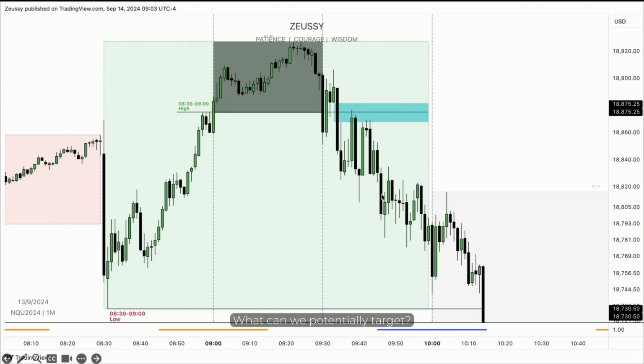What can we potentially target? We can potentially target the low that formed between 8:30 to 9 AM. This was also the CPI low.